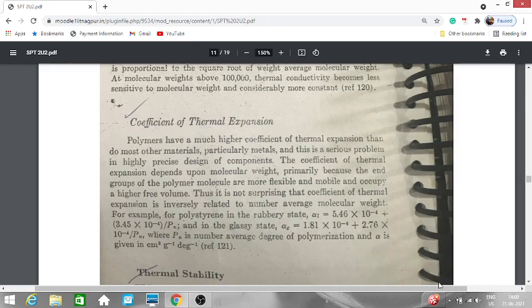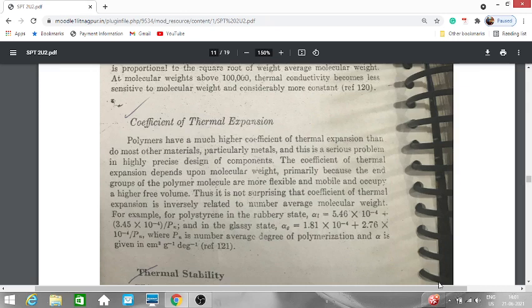And this is a serious problem in highly precise design of components. Coefficient of thermal expansion depends upon molecular weight, primarily because the end groups of the polymer molecule are more flexible and mobile and occupy a large free volume. Thus, it is not surprising that coefficient of thermal expansion is inversely related to number average molecular weight.